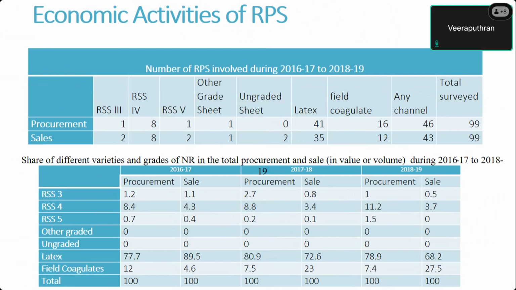When they are able to do it, you can see that most of them are involved in only two particular activities. One is collecting latex. Latex is actually the liquid form of rubber, right? You buy that particular latex.